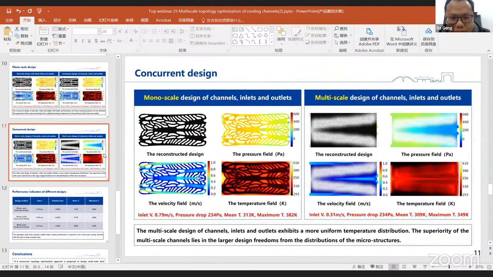This one? Yes. So I was wondering, the result for the multi-scale design, was that computed on the homogenization grid, or was it actually reconstructed with a very fine mesh?